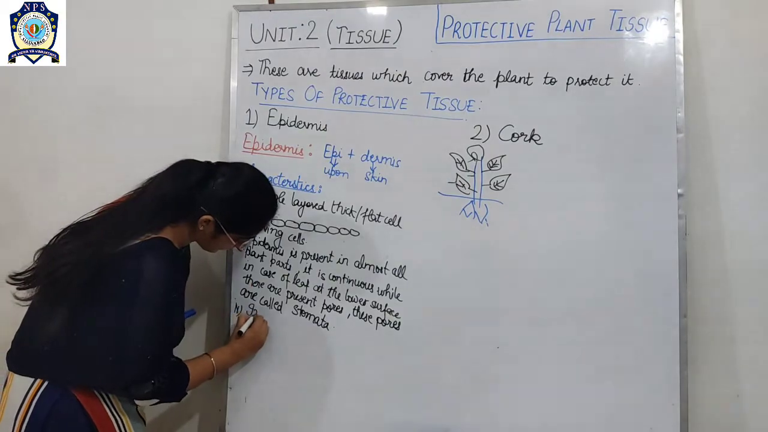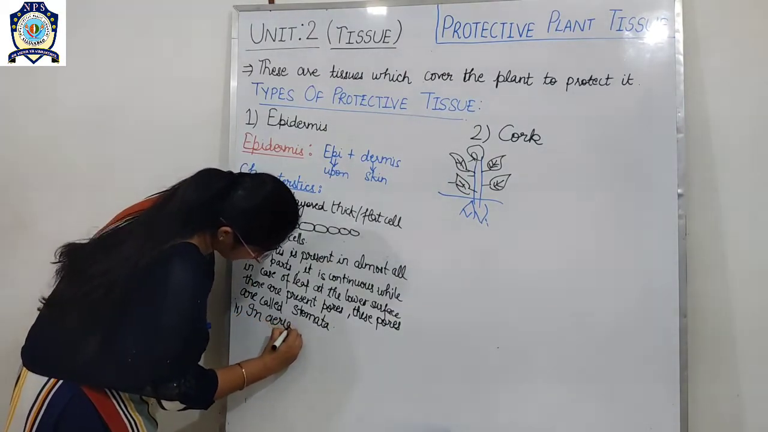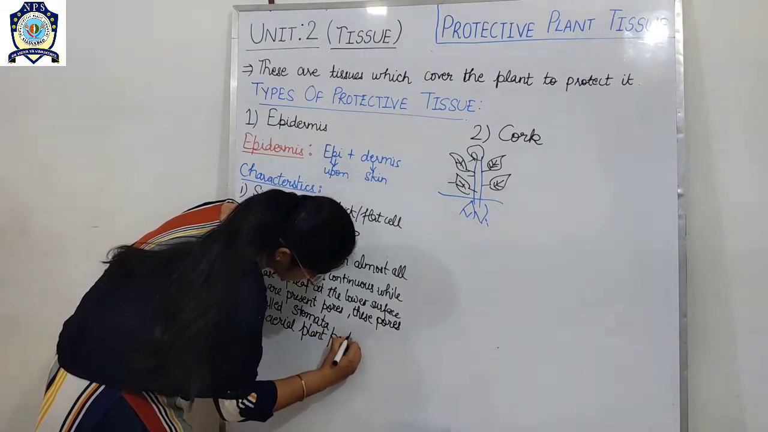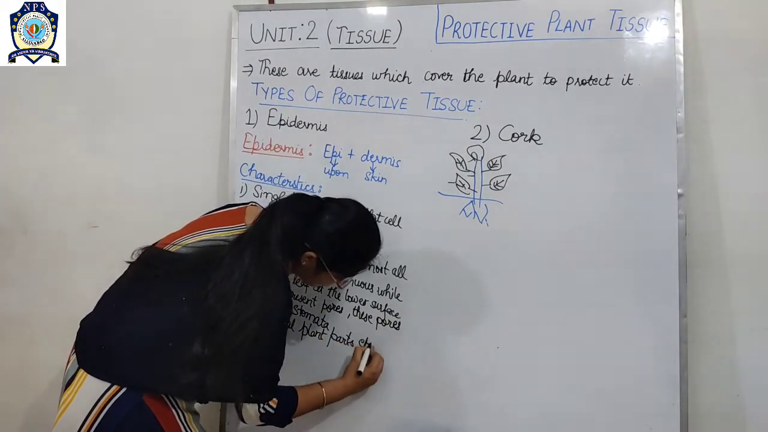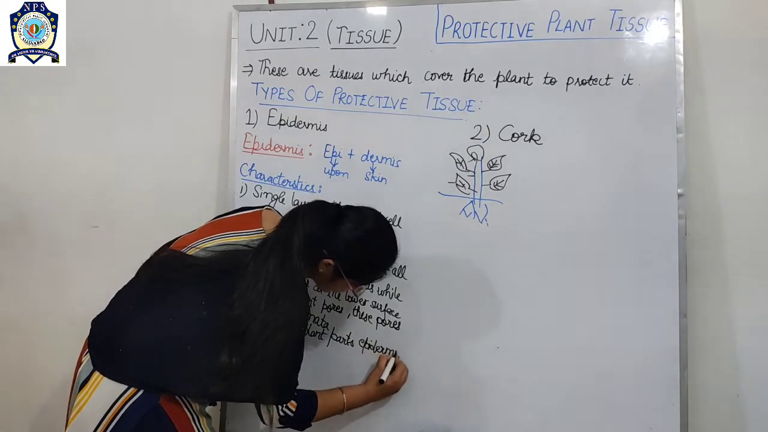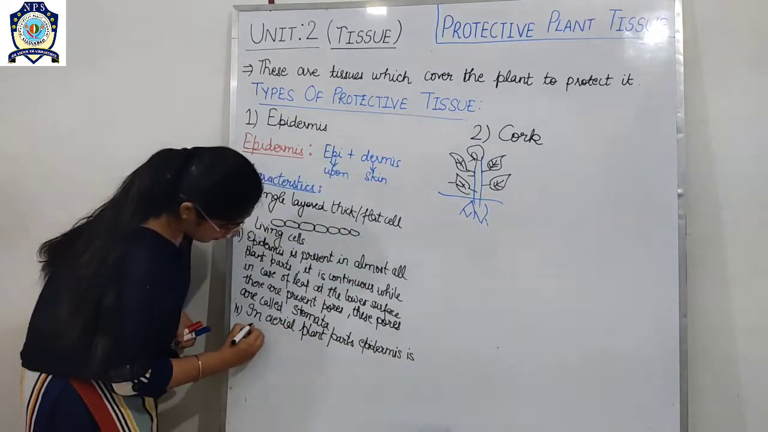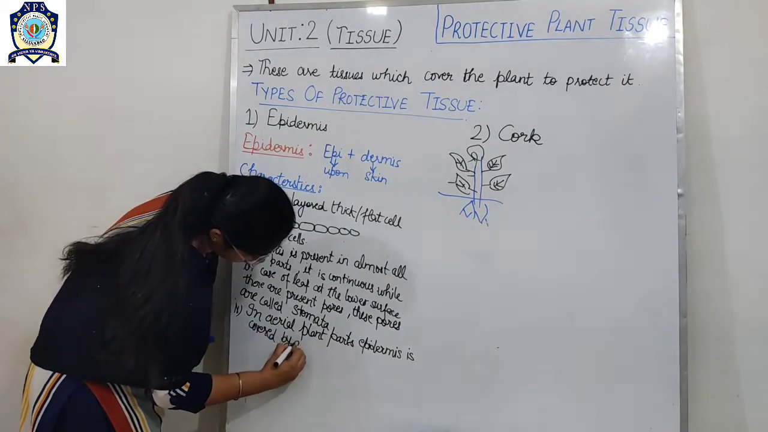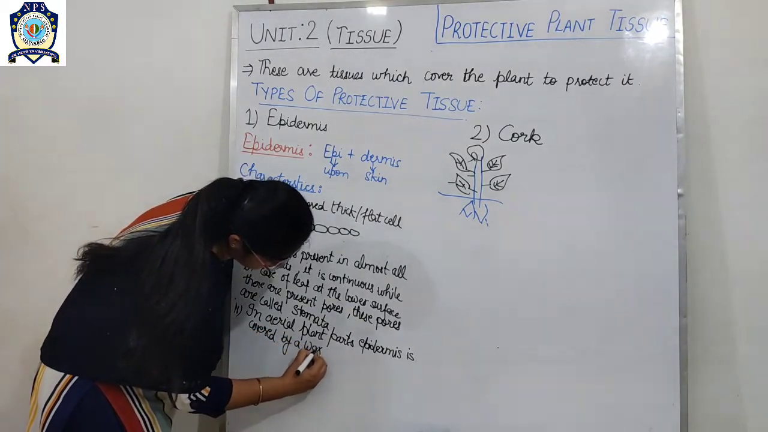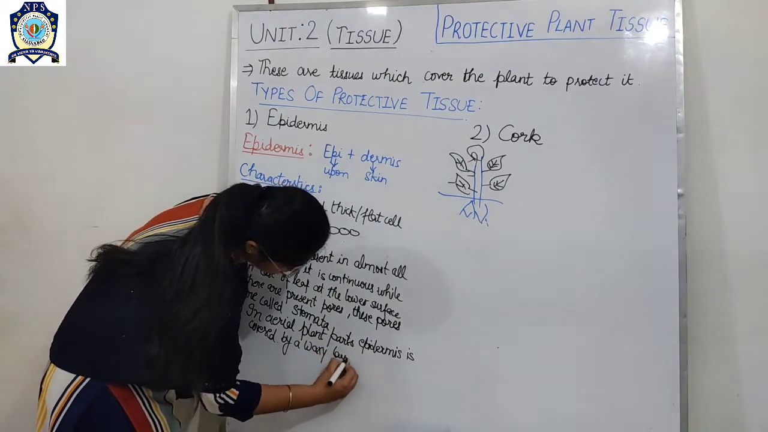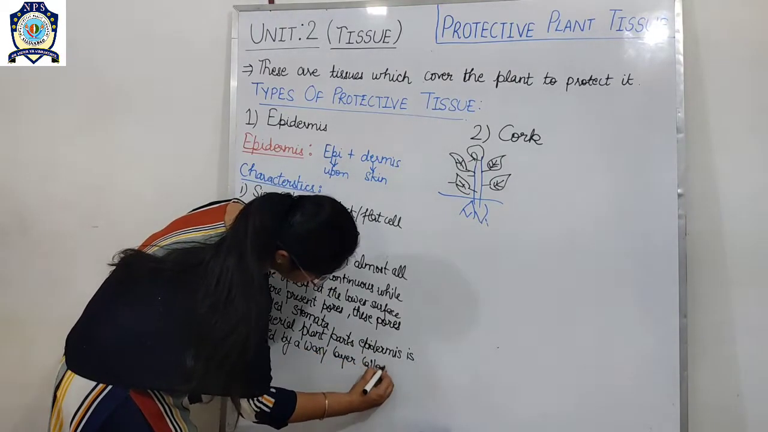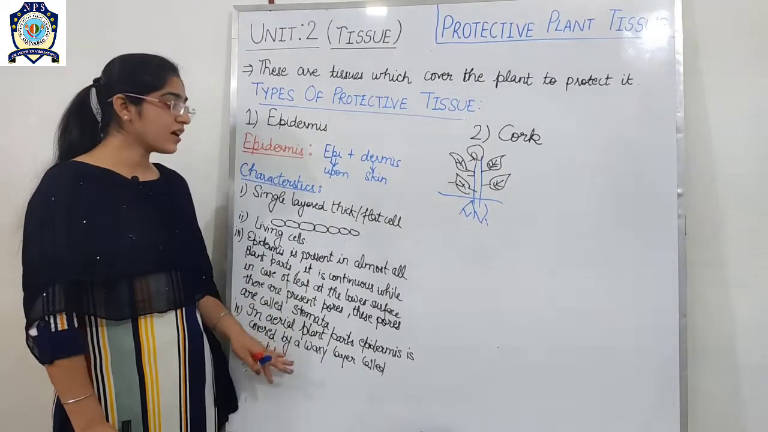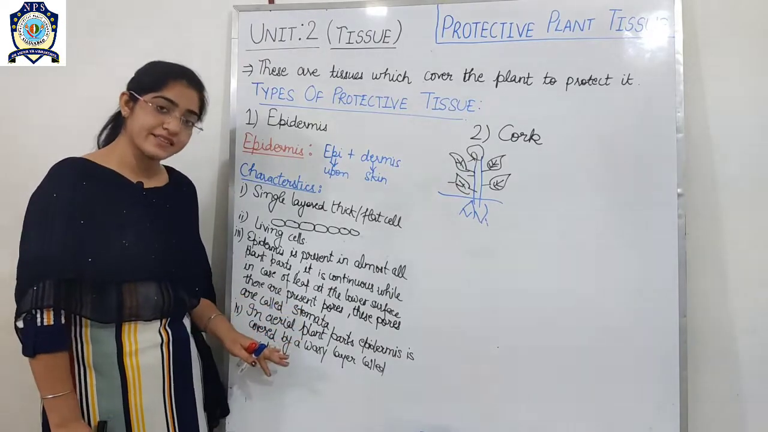So in aerial plant parts, epidermis is covered by a waxy layer called cuticle. So these are the characteristics.